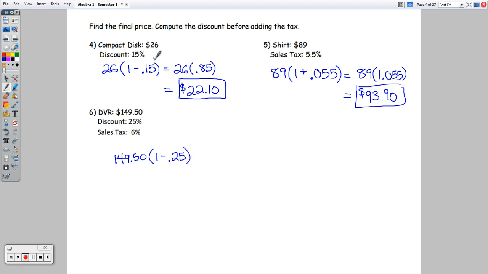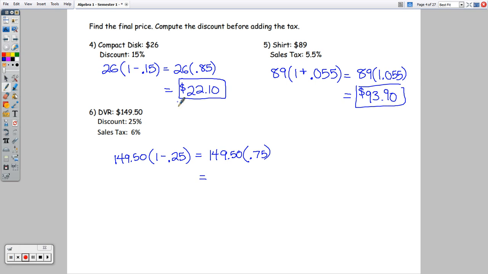Now with all of these we've done so far, you could find 15% of 26 and then subtract that value from 26. You could find 5.5% of 89 and add that value to 89. So that works just as well if you want to do that this way. Here you could find 25% of this, subtract it from that value. But I'm going to just do this because it's a little quicker. So we're paying actually 75% of the original amount, and then this times 0.75.